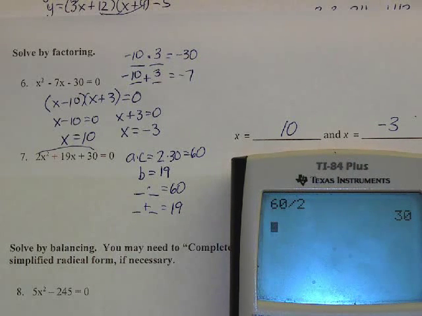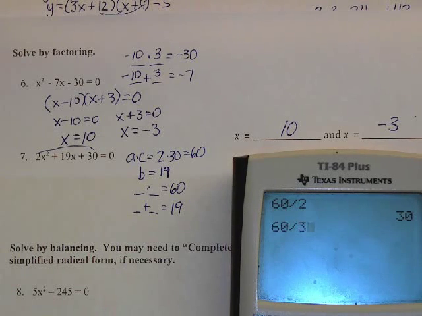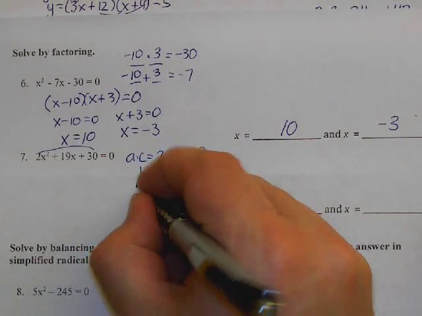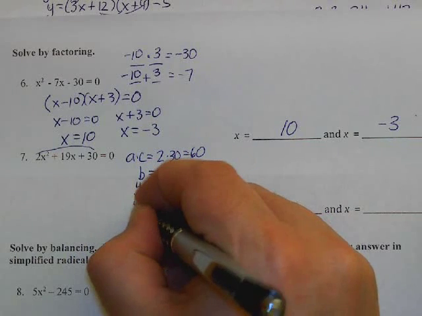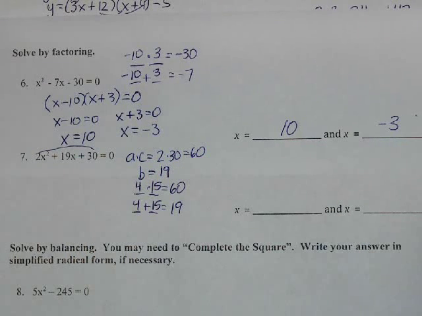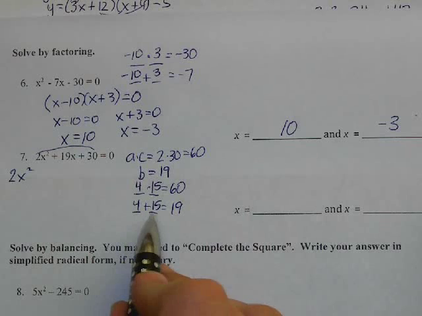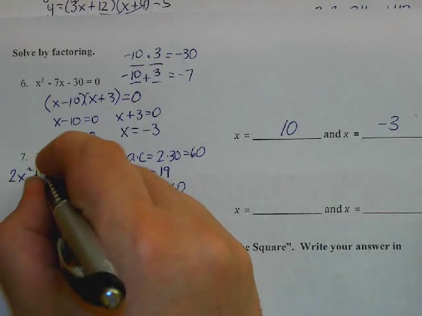So if we try 60 divided by 2, we get 30. Well, that adds up to 32, those two factors. 3 and 20 add up to 23. Oh, look. 4 times 15 is 60, and 4 plus 15 is 19. So the numbers we're looking for are 4 and 15. So we're going to rewrite the middle term using these two numbers as our coefficients.